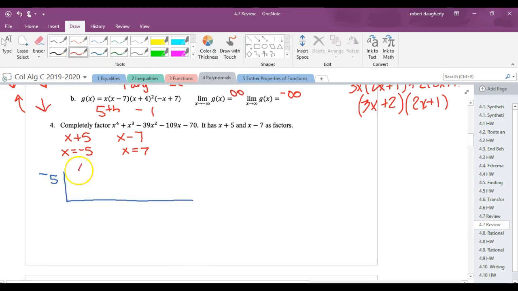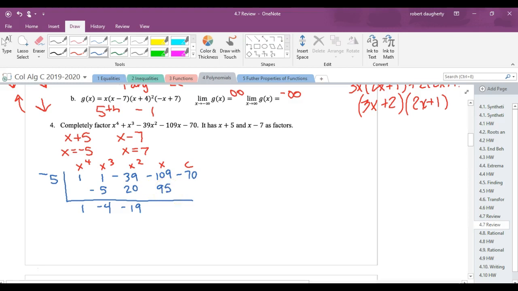So I've got an x to the 4th, x cubed, x squared, x, and constant. So those numbers are 1, 1, negative 39, negative 109, negative 70. Bring the 1 down. 1 times negative 5, I get negative 5, add to get negative 4. Negative 5 times negative 4, that is 20. Subtract to get negative 19, okay? 5 times 19 is going to be 95.